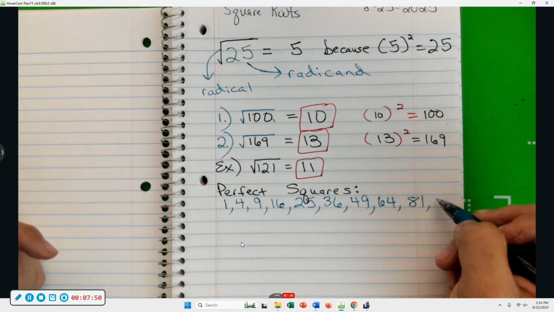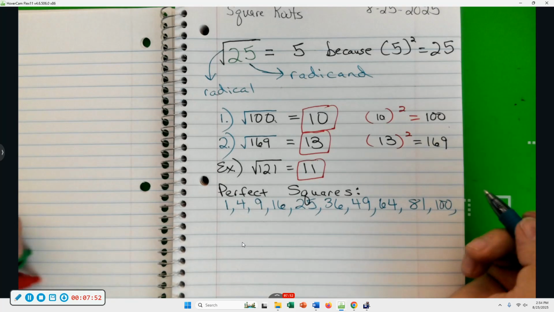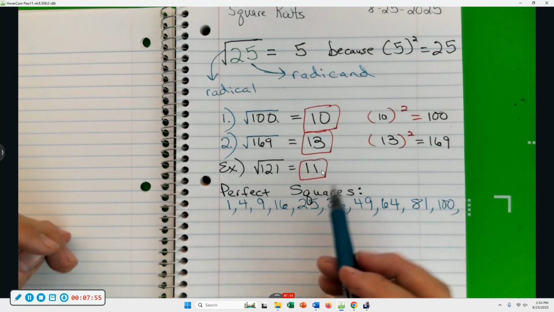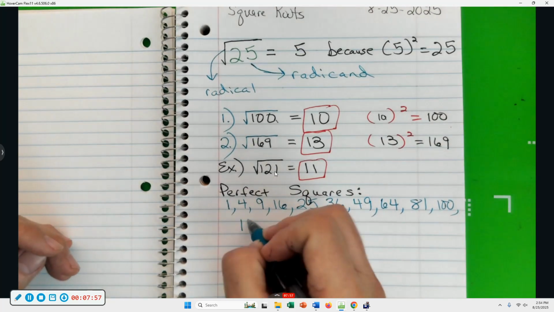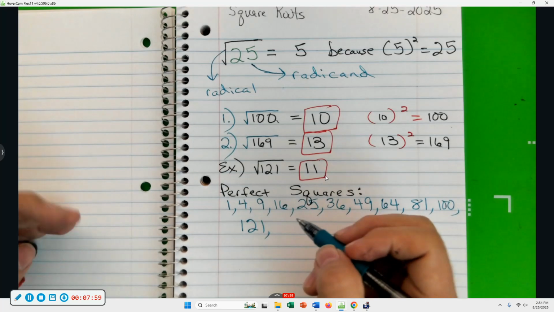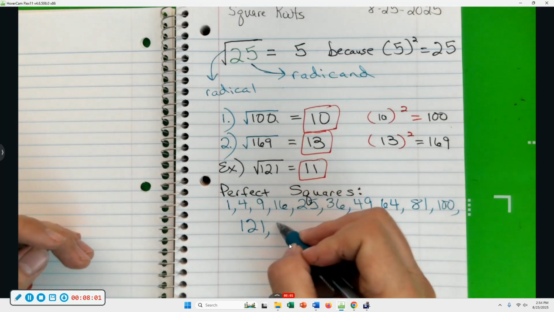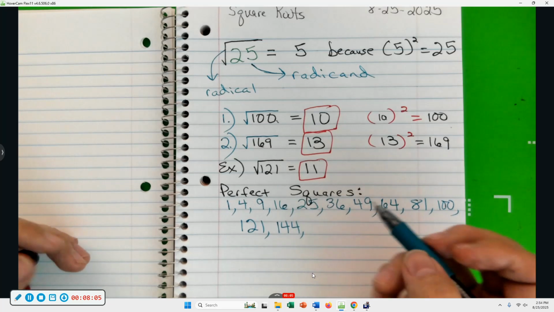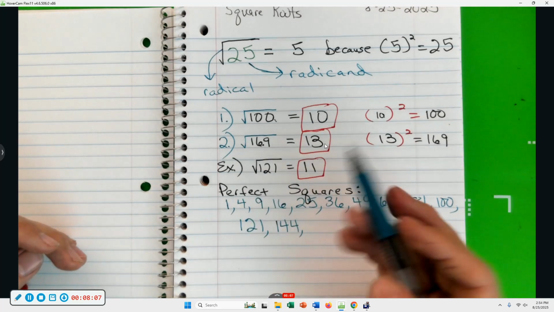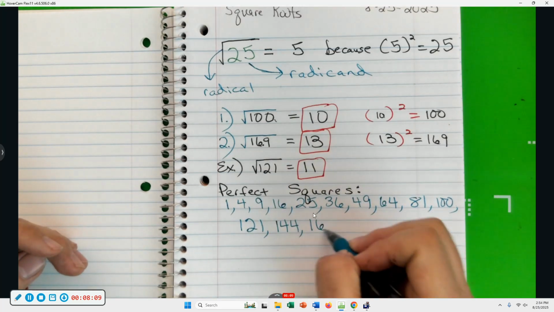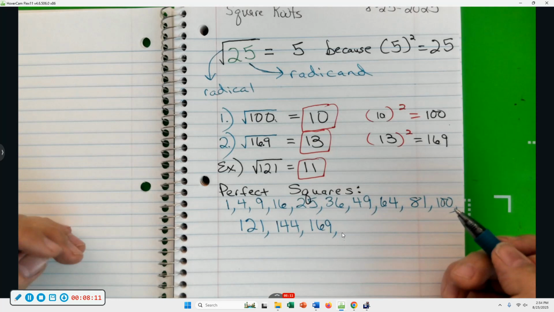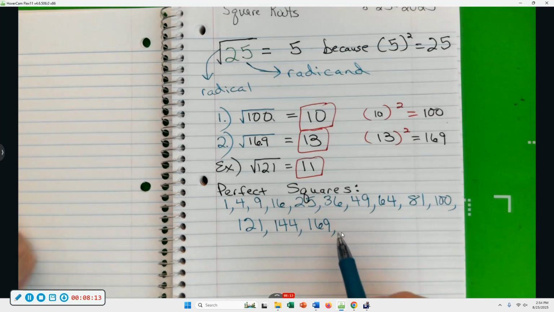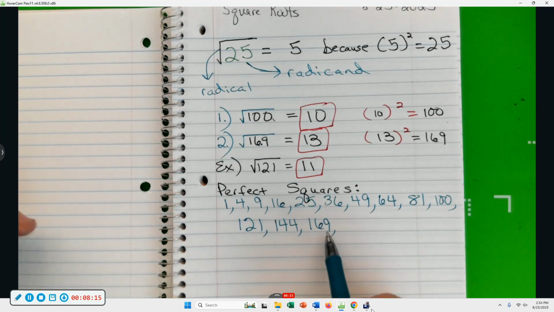10 squared we know is 100. 11 squared? 121. 12 squared? 144. And that's where traditionally the multiplication table ends. 13 squared, 13 times 13 we saw was 169. 14 times 14. Let's say dot, dot, dot. Let's go until 50.